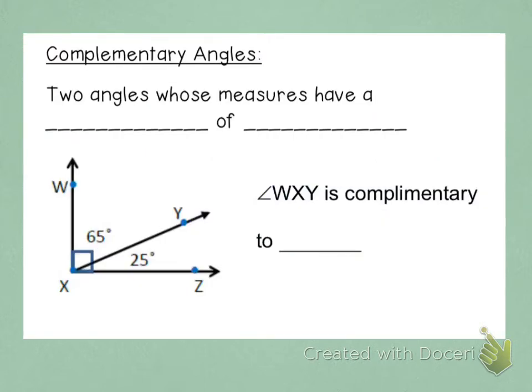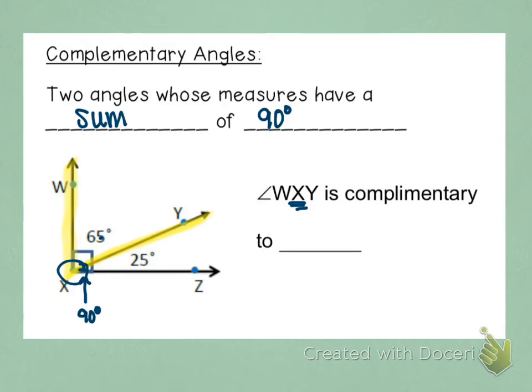We have what's called complementary angles. These are two angles whose measurements have a sum of 90 degrees. So here is that 90-degree angle, but it was split into two different angles, 65 and 25. We also see W, X, Y. So we start at the W, we go to the X, and we go to the Y. Notice that the X, the middle letter, is at the vertex. It's where the two lines meet.